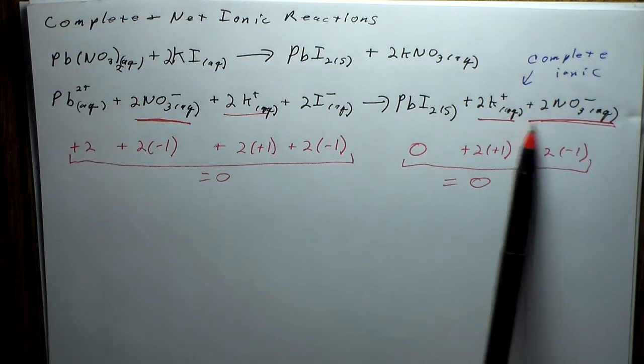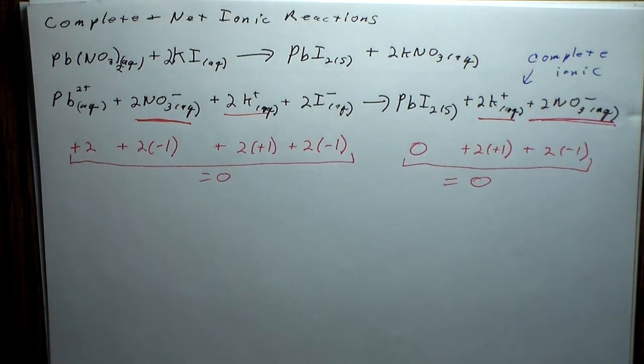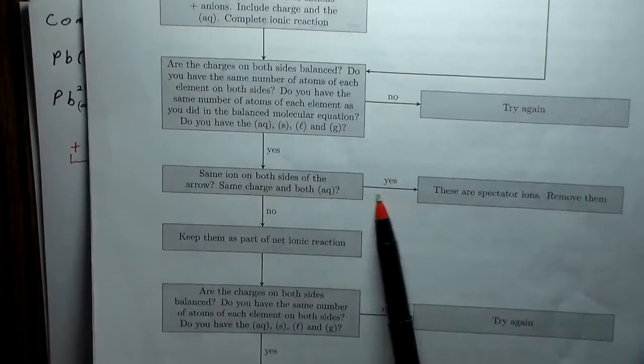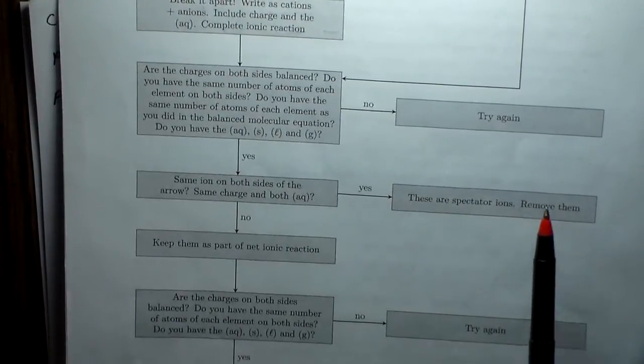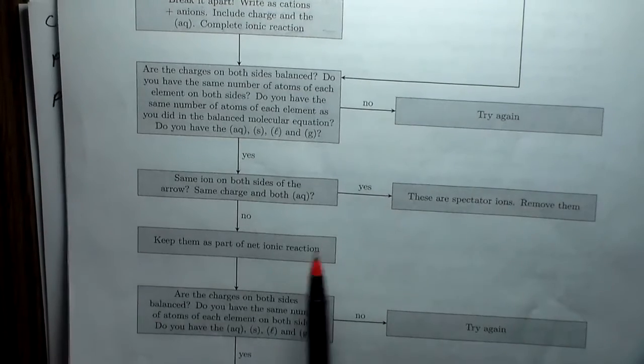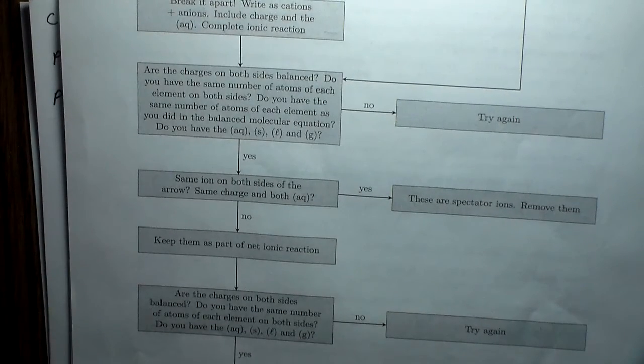So all the ones here that I've underlined are going to be my spectator ions, right? So if they're the same charge and everything in that, these are the spectator ions, and then you just remove them. Because the spectator ions, they're spectators, they're just observing, they're not participating in the reaction.